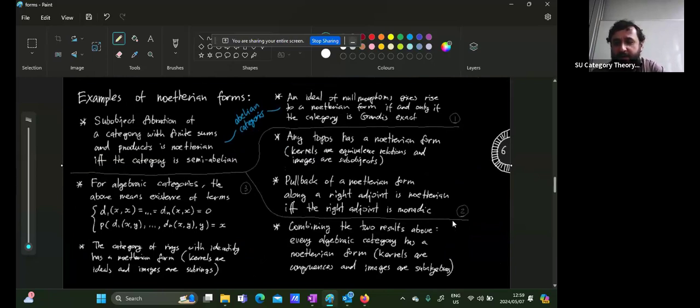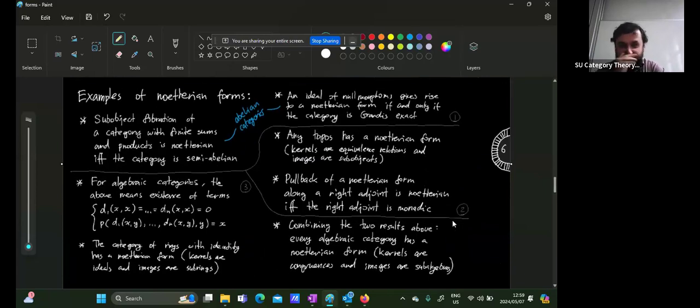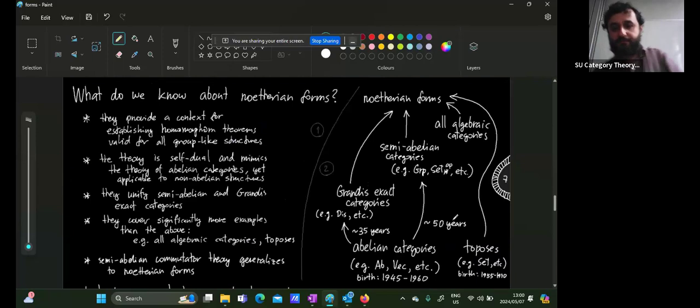Okay, now I have literally 1 minute to convince you that there are sufficiently many examples. But the examples are so many that they're not going to fit in 1 minute. Let me just skip to the next picture, where I'll tell you a little bit of a story. There's something called Grandis exact categories, which lead one to distributive homological algebra, which generalize abelian categories, and something else called semi-abelian categories, which provide axioms similar to abelian categories, but those that work for non-abelian groups. However, this is not self-dual. So Noetherian forms bring these two things together.